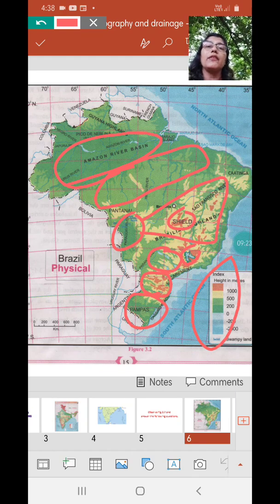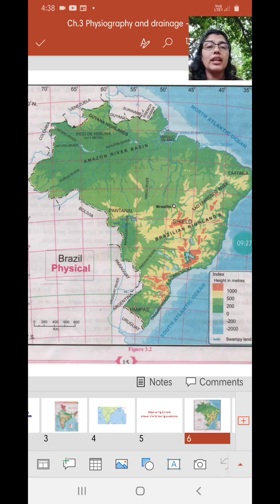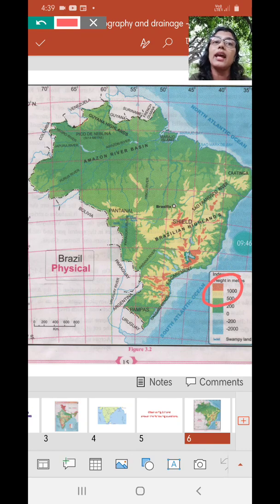Now if you look at the index of this map, you find a very contrasting characteristic as far as India and Brazil are concerned. Brazil does not have any region more than, or a little more than, 1000 meters, while India has very high rise mountains, even 6000 to 8000 and more meters high. So that's a very contrasting feature of Brazilian physiography, that Brazil does not have any high rise mountains.